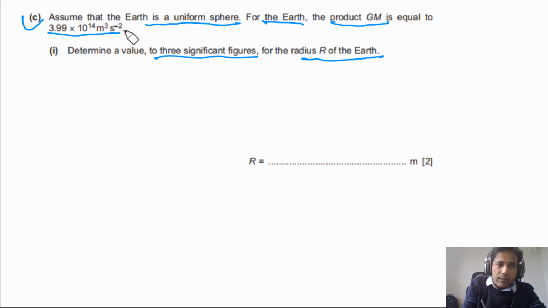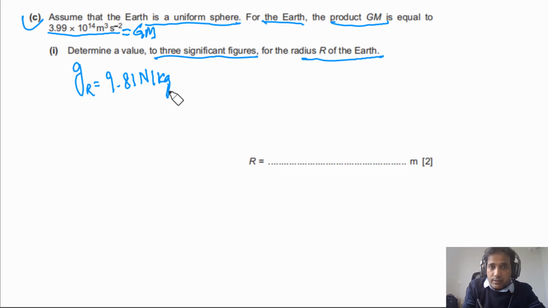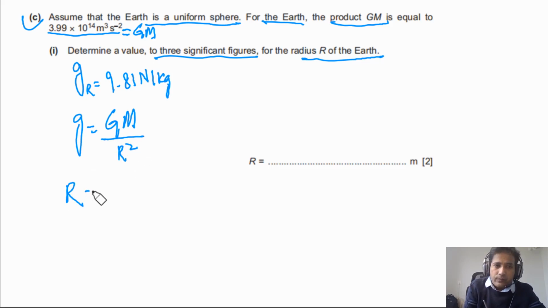For this one, GM is given to us. So simply we can say this is GM. And the value of g at the surface of our planet is 9.81 newtons per kg. So simply g is equal to GM divided by r squared. We need to find the value of r, so we can rearrange this one. We can write r equals the square root of GM divided by small g. Now simply plug in values and we can find the answer.